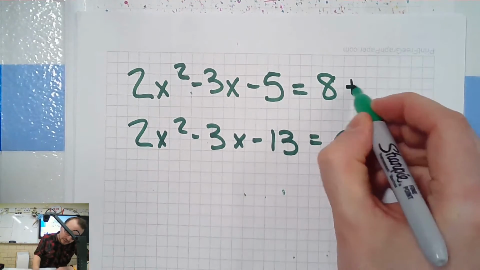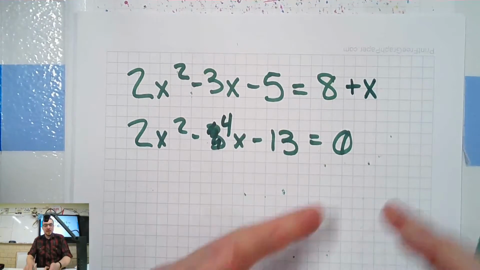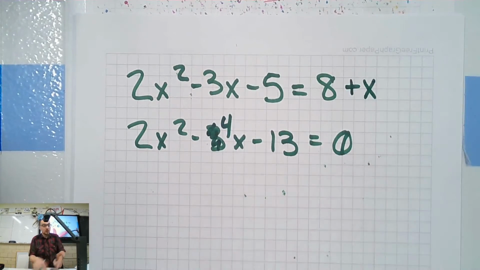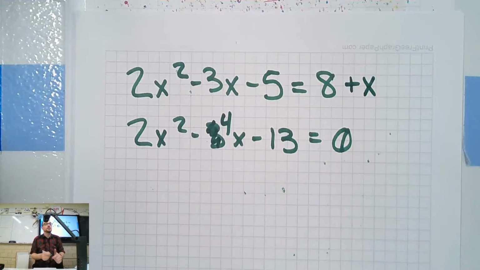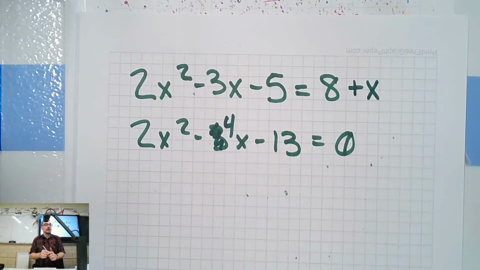What if I had this? Well, now I've got minus 4x here. You see how no matter what's over here, I can always move it all over to get 0 on this side? And then my question becomes, when does this equal 0? What is x when y is 0, right? And that's why we need the quadratic formula, because a lot of times it's going to be messy, right?